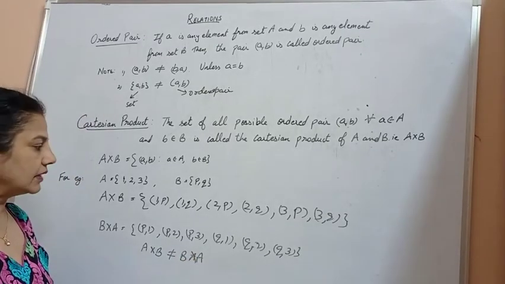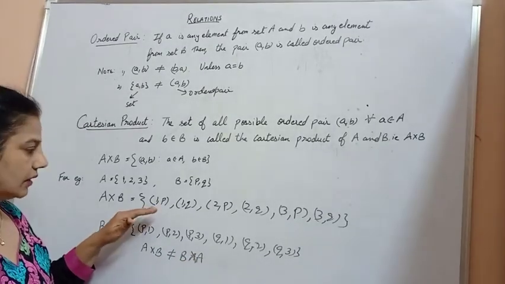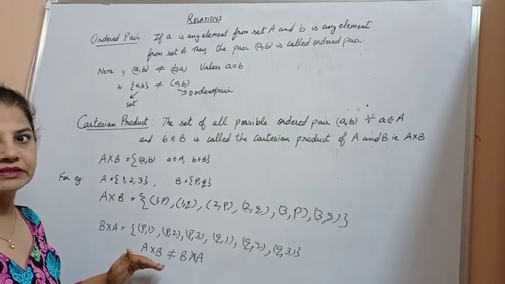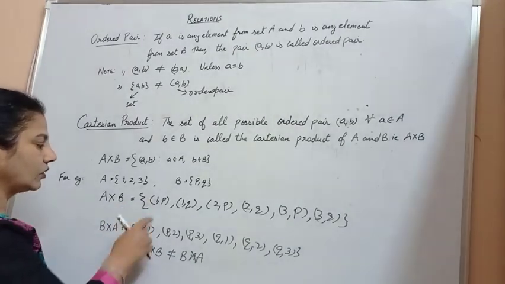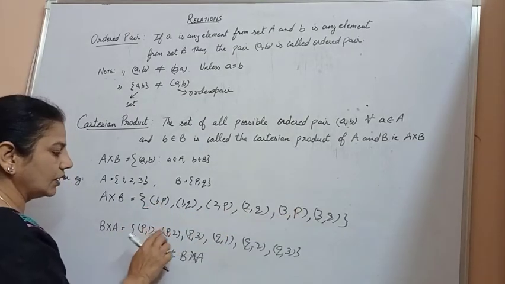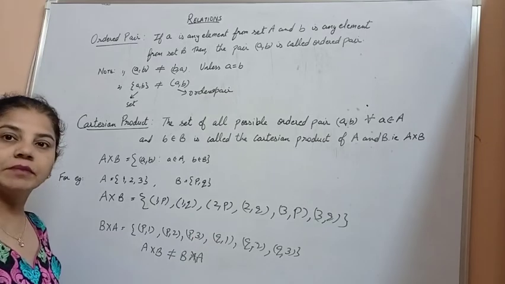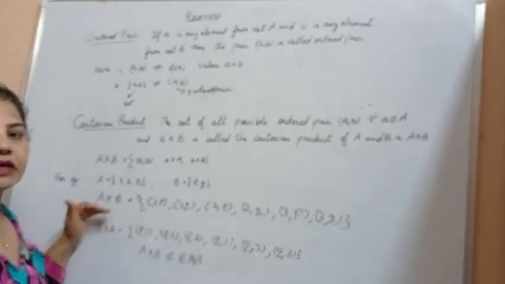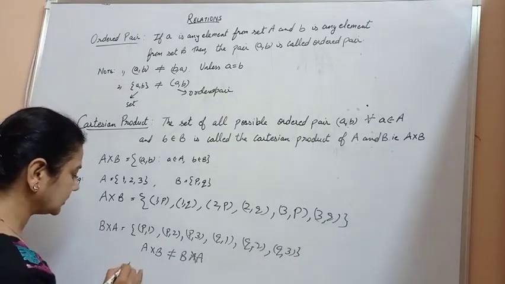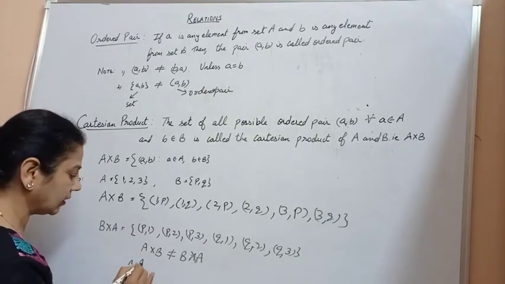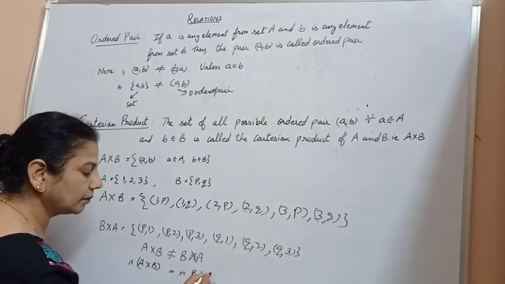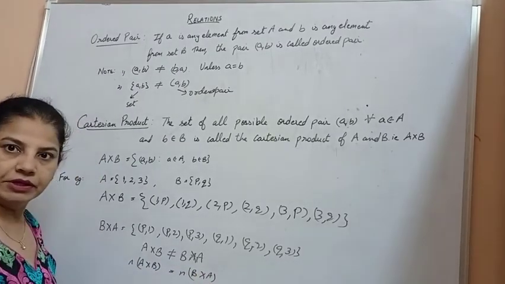But you can observe that the number of elements in A cross B is equal to the number of elements in B cross A. Now you can count: 1, 2, 3, 4, 5, 6, and 1, 2, 3, 4, 5, 6. The number of ordered pairs in A cross B is equal to the number of ordered pairs in B cross A.